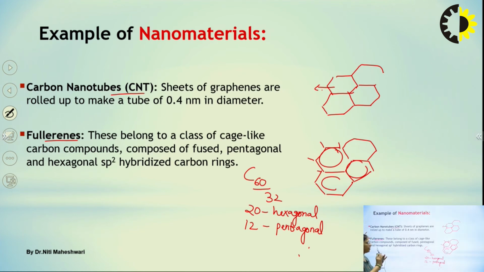But since this fullerene has a cage-like structure, it can help in the transfer of drugs, or it can transfer the drugs to the body. So these fullerenes belong to a class of cage-like carbon compounds, and they are composed of fused pentagonal and hexagonal sp2 hybridized carbon rings. So they can be utilized as drug carriers. And this fullerene has also been found to be useful in fighting AIDS.